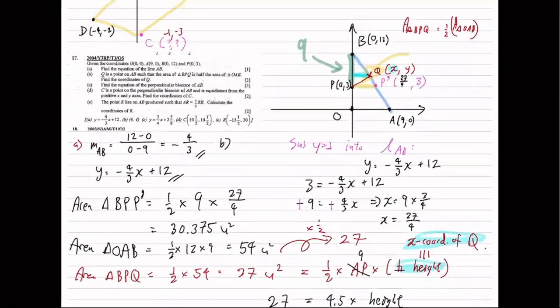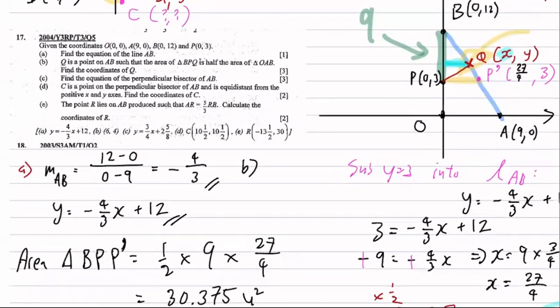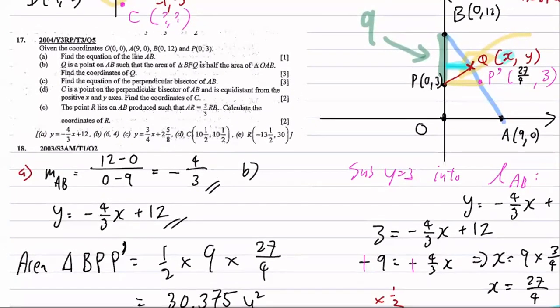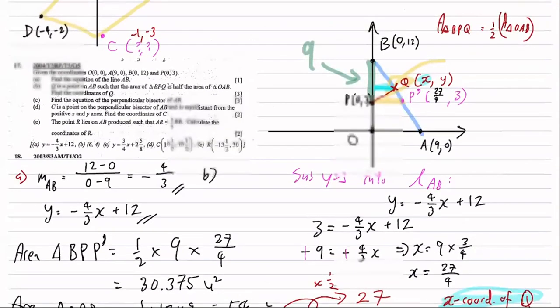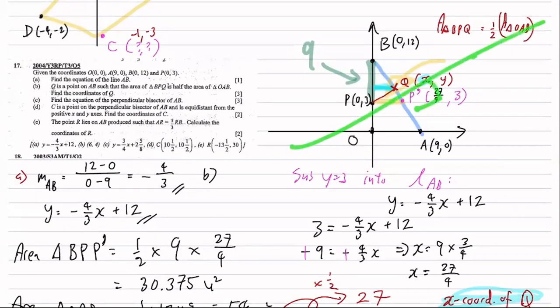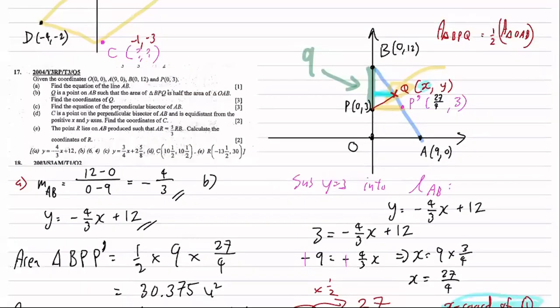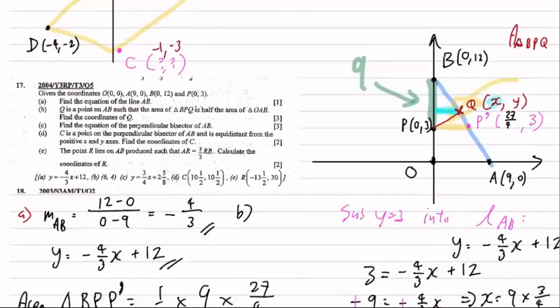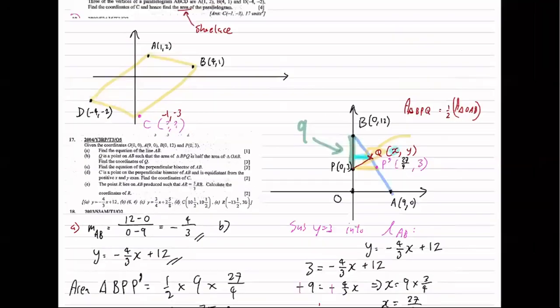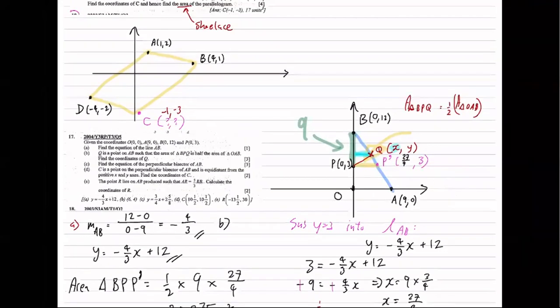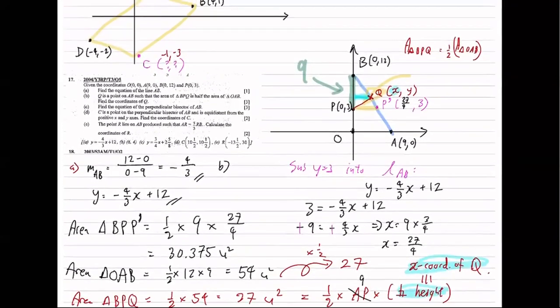Okay, part C. Let's see. Find the equation of the perpendicular bisector of AB. Easy. Find the midpoint, find the gradient, then negative reciprocal. And once you have a midpoint as well as the gradient, use the point slope formula. Okay, let's just do that quickly. Should I skip this? No, I need to do this because part D and part E are interesting. Okay, let me just copy this down.